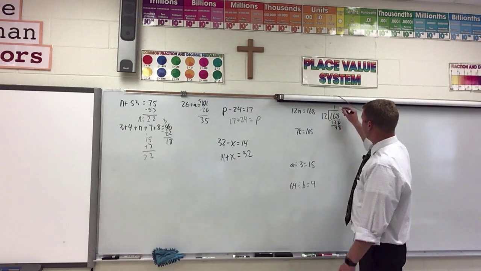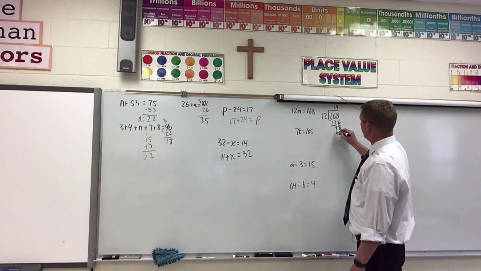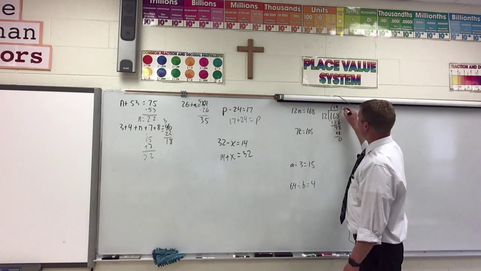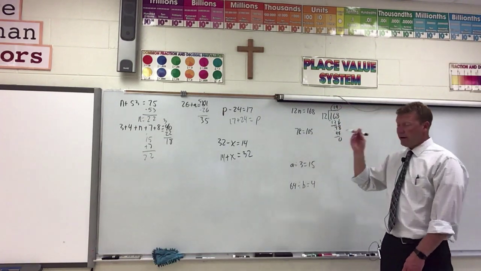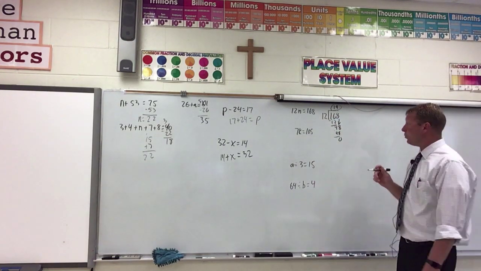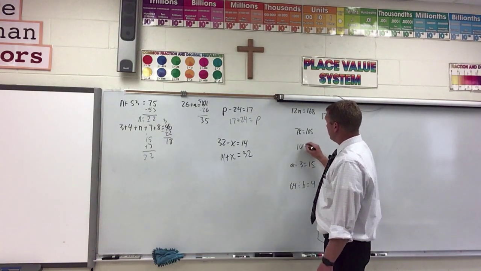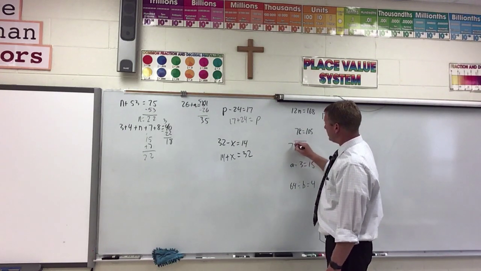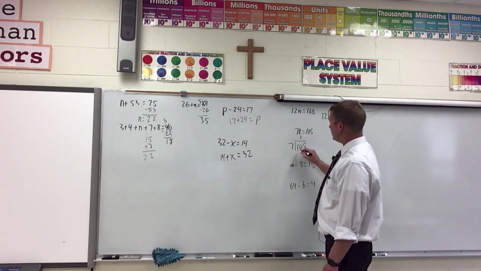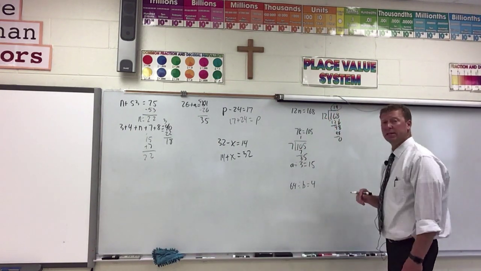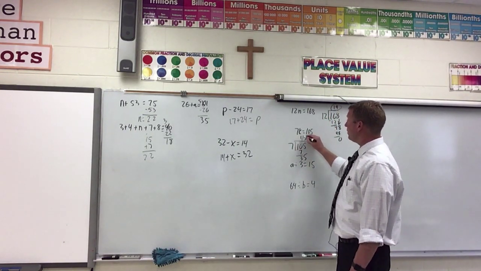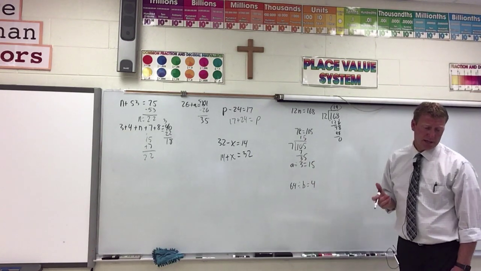12 into 48 goes in there 4 times, gives me 48. My answer is a 14. Next letter, I have 7k equals 105. Product in the box, factor outside the box. 7 goes into 10 once, it's a 7. Bring down, subtract with a 3. Bring down my 5. 7 goes into 35 5 times. My answer is 15.